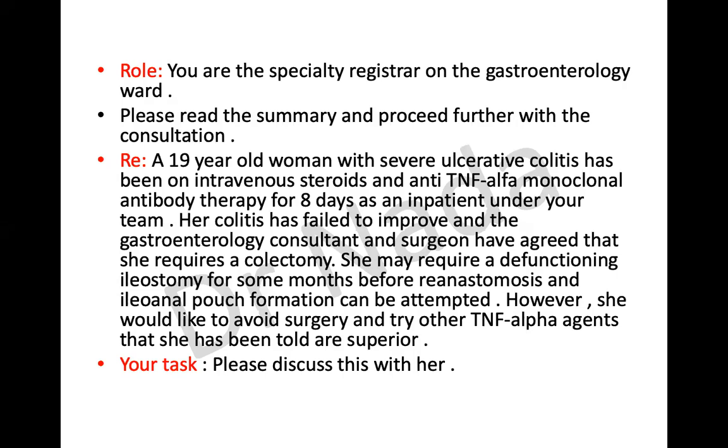The thing is that it cannot be done immediately. We can remove the colon, and it will take time to reconnect this small gut to the back passage. And during this period of time, we connect this small gut to the skin on the right side of the tummy.